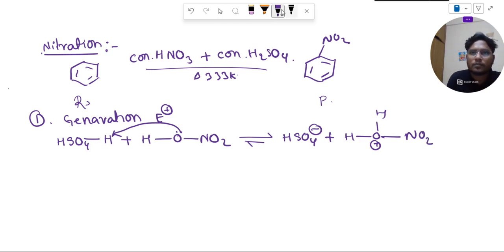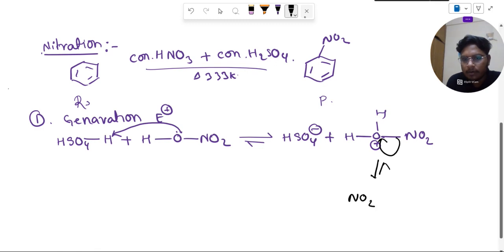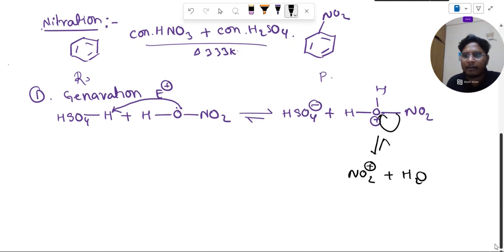So here the positive charge will be satisfied by transferring these bonded electrons onto the oxygen atom. As a result of this we will get H2O plus NO2 plus, a water molecule and NO2 plus, a nitrogen electrophile. That is the electrophile that we get here.